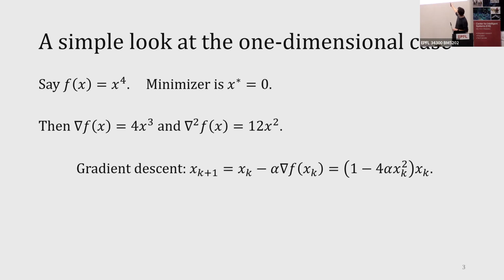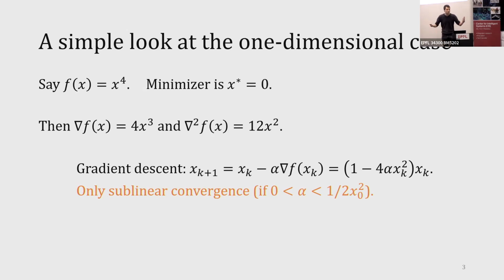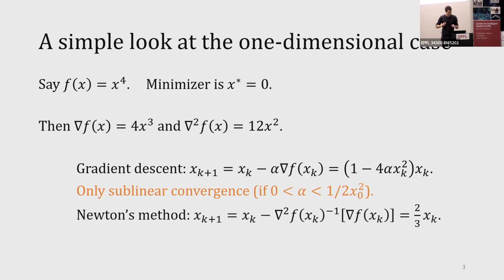You get this kind of behavior, where alpha is your step size. If you pick your step size in a reasonable way, you'll find that for this particular function, gradient descent indeed converges to the minimizer, but it does so at a sublinear rate, which is not what you would normally hope for with a gradient descent method. And if you look at Newton's method, again you can write things explicitly, and you find that it will converge to the minimizer, but at a linear rate, which again is less than what you would normally hope for with a Newton method.